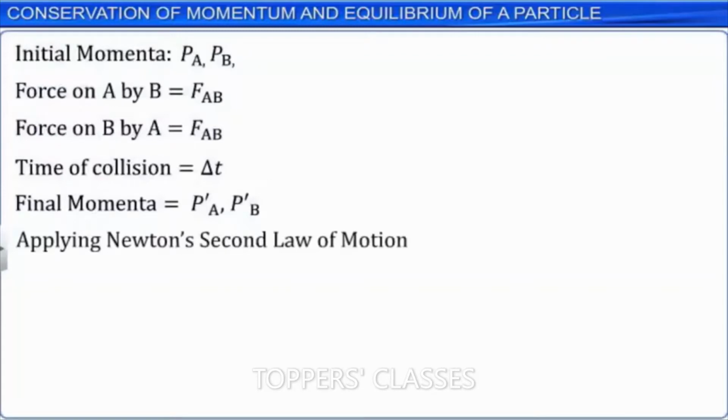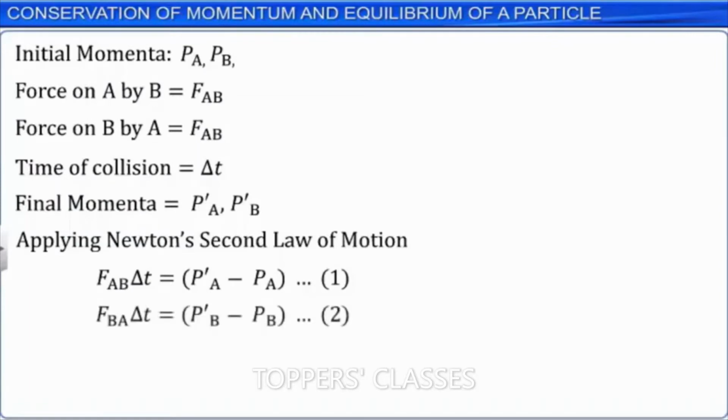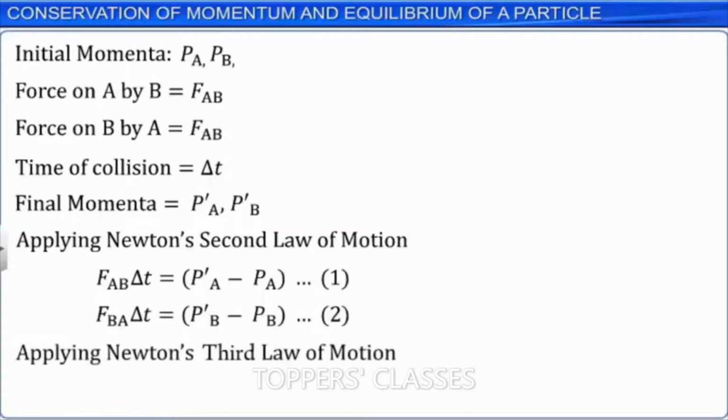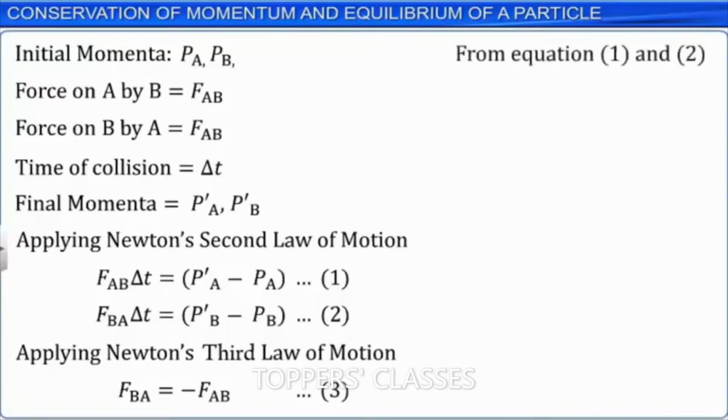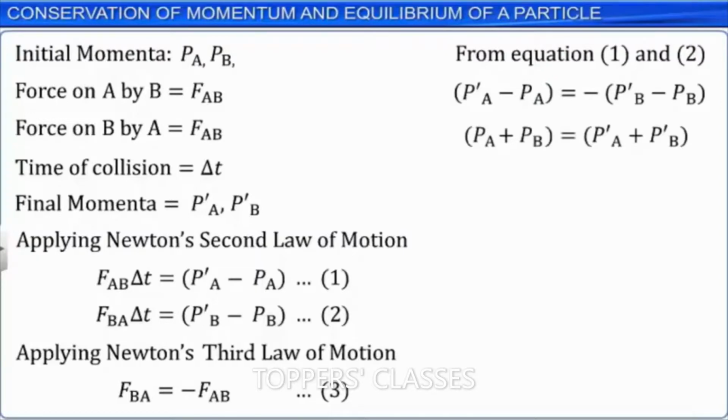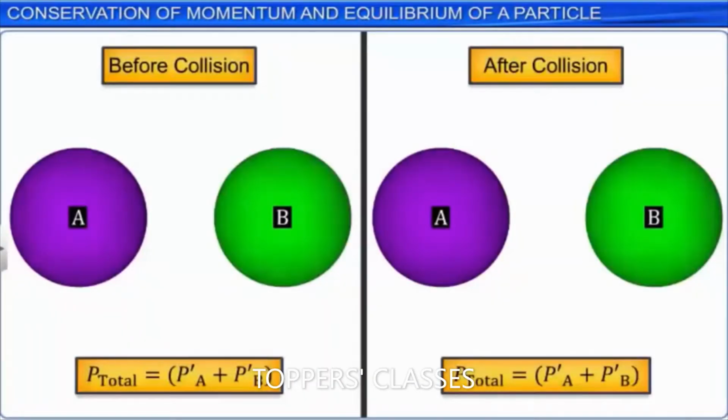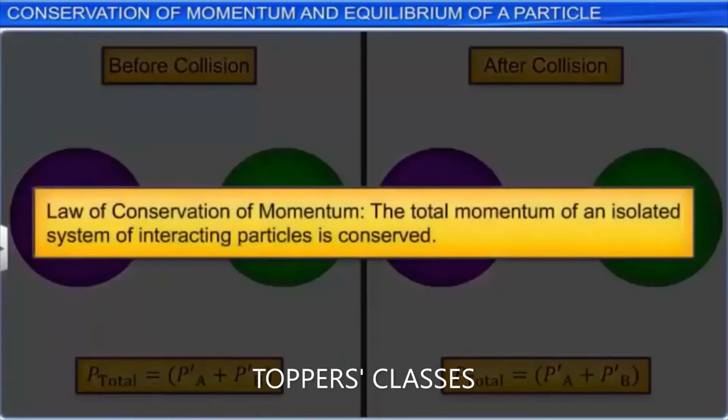Applying Newton's second law of motion to the two bodies, we get FAB delta T is equal to P'A minus PA, and FBA delta T is equal to P'B minus PB. Applying Newton's third law of motion, we get FBA is equal to minus FAB. Substituting the values from equations 1 and 2 in equation 3 and resolving, we get PA plus PB is equal to P'A plus P'B. This shows that the total momentum before the collision is equal to the total momentum after the collision. This proves that the law of conservation of momentum holds true for all isolated systems.